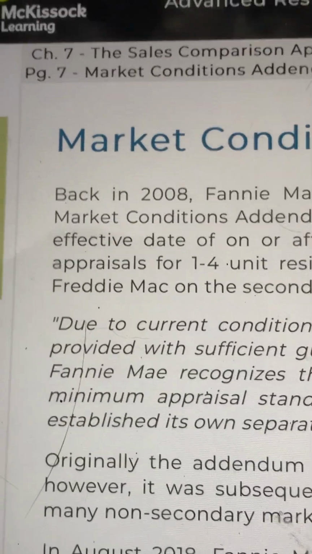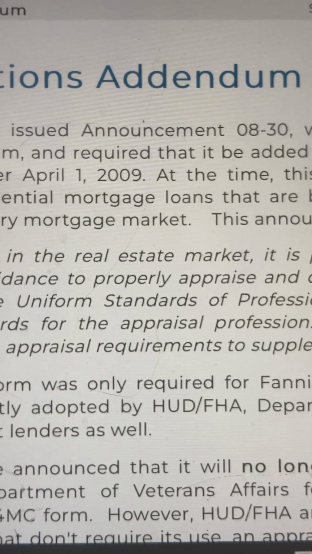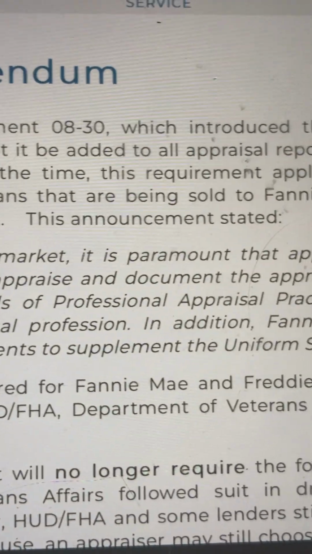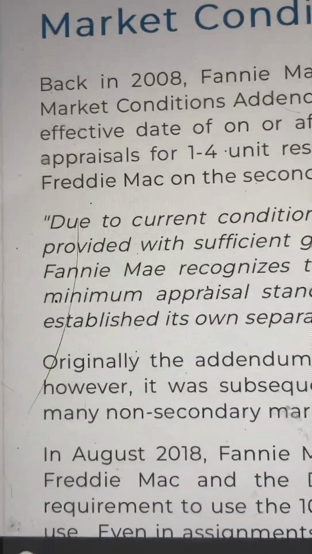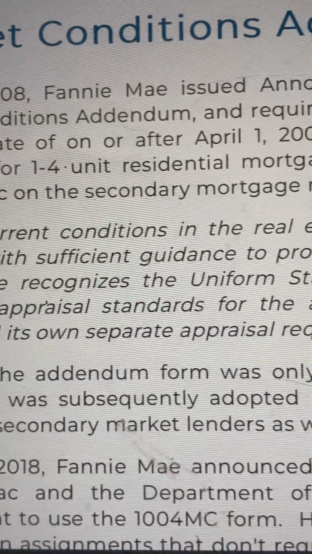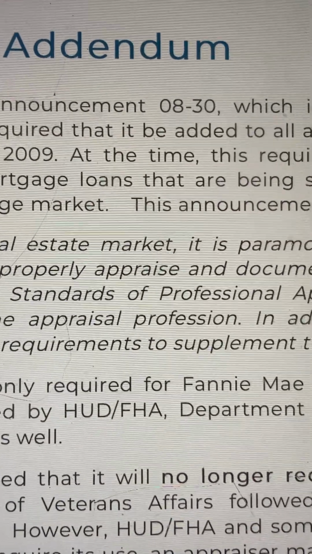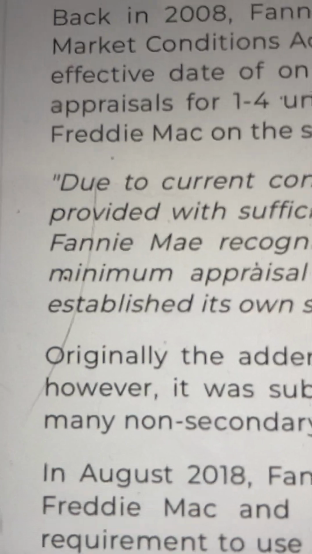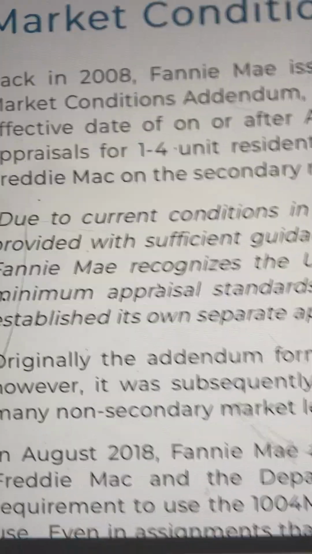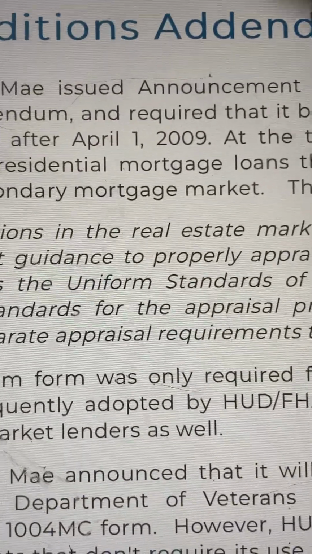Originally, the addendum form was only required for Fannie Mae and Freddie Mac loans. However, it was subsequently adopted by HUD/FHA, Department of Veterans Affairs, and many non-secondary market lenders as well.